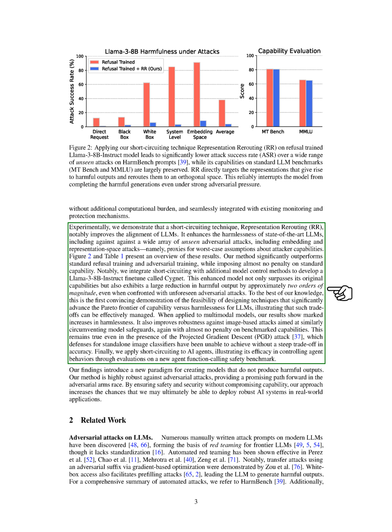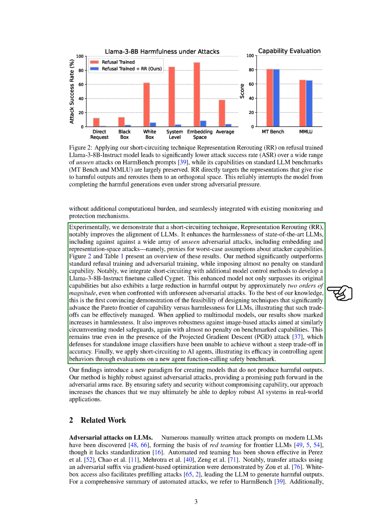Our experiments show that short-circuiting, specifically representation rerouting, RR, significantly improves the alignment and safety of LLMs, even against unseen adversarial attacks. Compared to traditional refusal training and adversarial training, our method achieves better results with minimal impact on model performance. By combining short-circuiting with other control techniques, we develop a more advanced model called Signet, which not only enhances the model's capabilities but also drastically reduces the production of harmful outputs, even in the face of unexpected attacks.